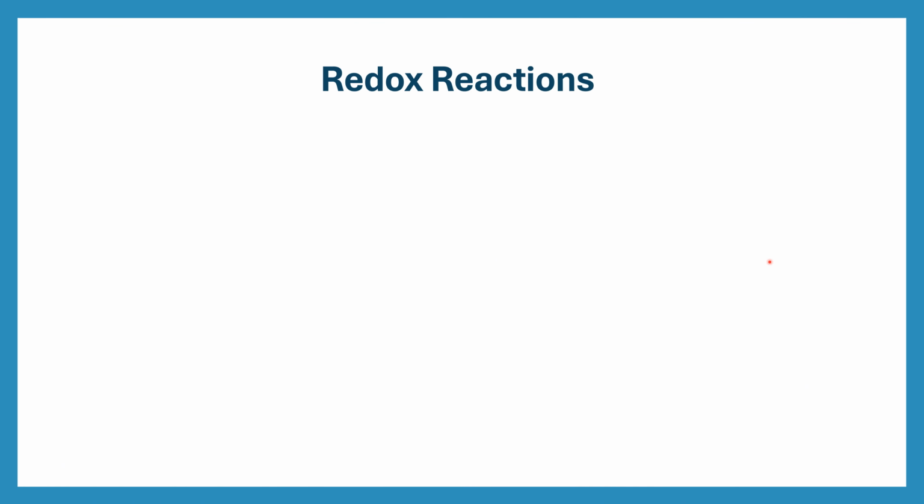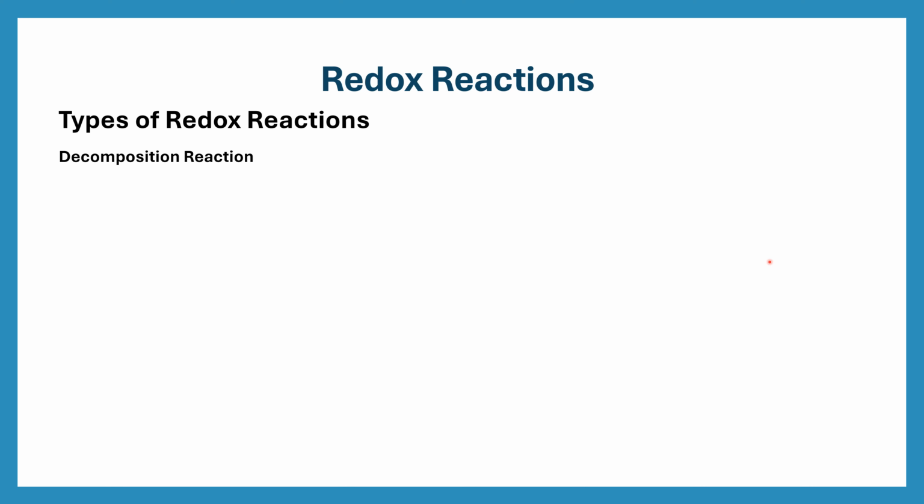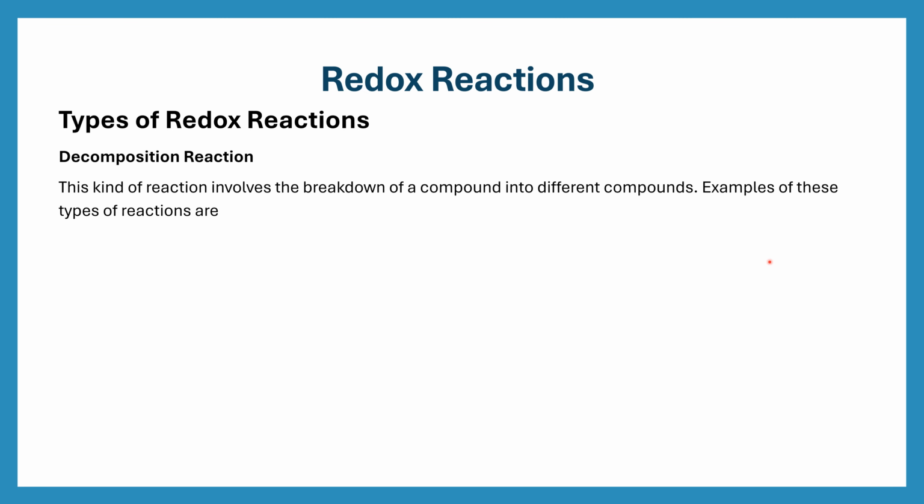Let us dive into the first type of redox reaction, which is the decomposition reaction. So what exactly is a decomposition reaction? In simple terms, it is a type of chemical reaction where a single compound breaks down into two or more simpler substances. We can observe that any general compound in the form of AB, when it is divided into A and B as the two components, can be a decomposition reaction. Let us look at a couple of examples to make it more clear.